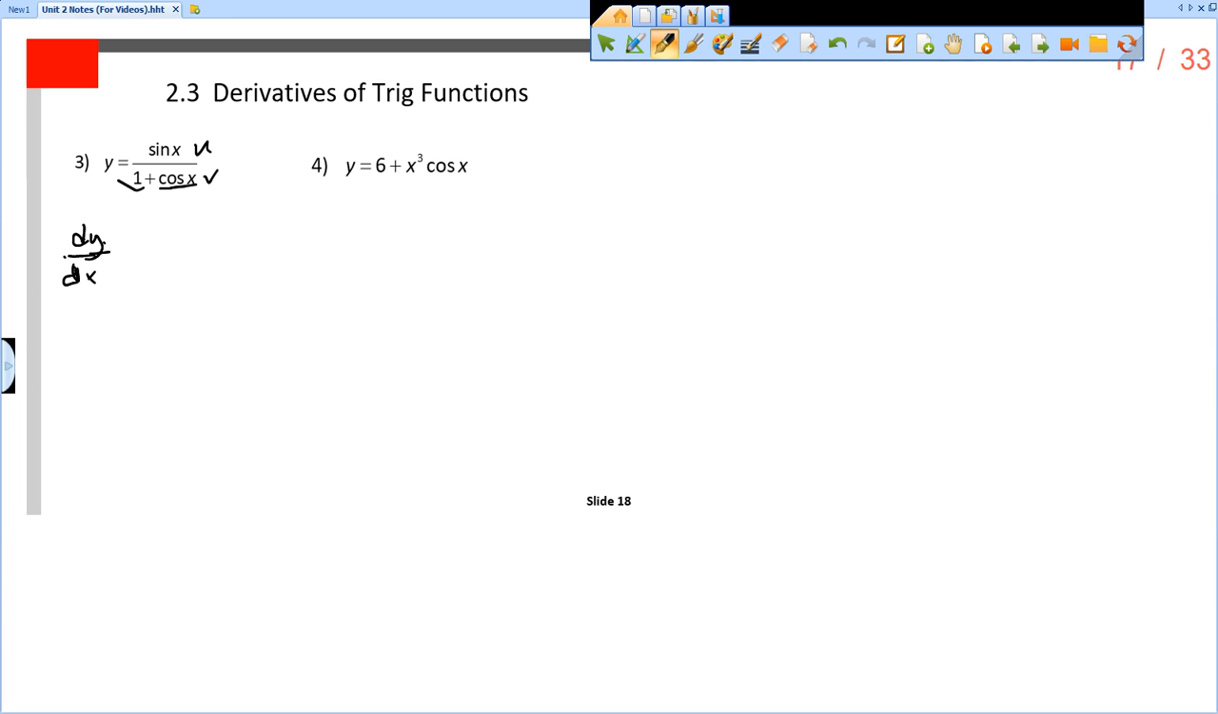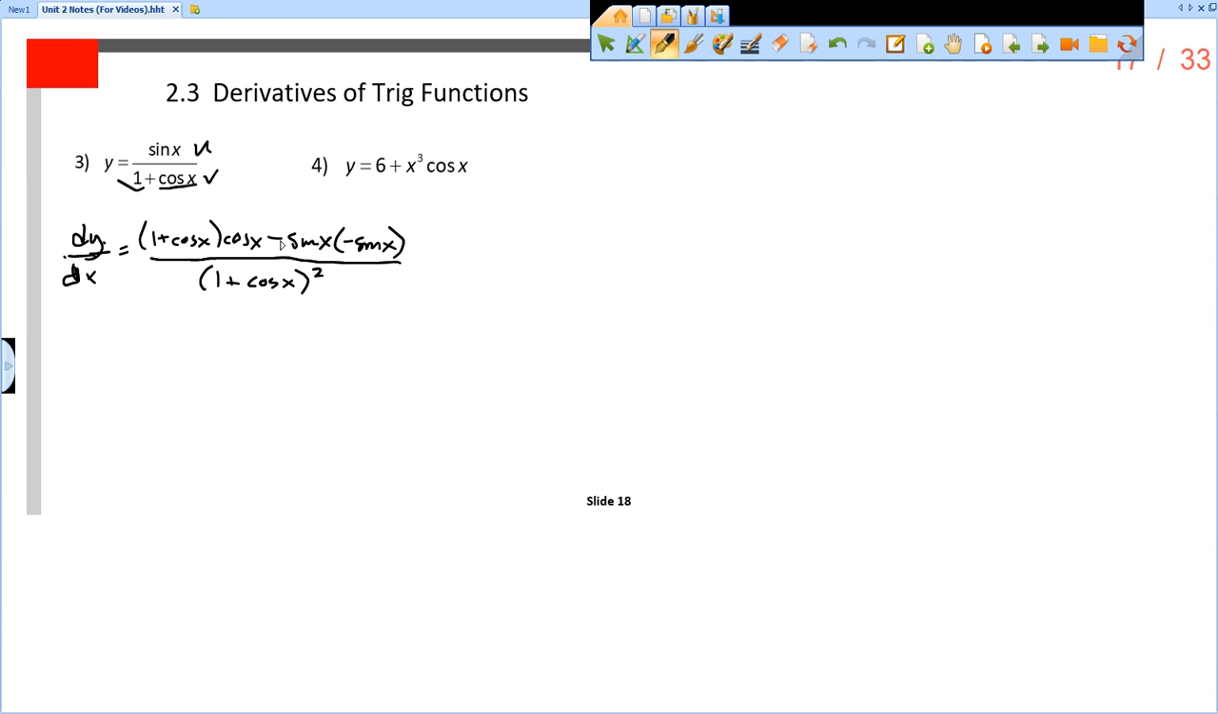The denominator is 1 plus cosine, times the derivative of the numerator. The derivative of sine is cosine x, minus sine of x times the derivative of 1 plus cosine. The derivative of 1 is 0, plus the derivative of cosine is negative sine x, all divided by the denominator, 1 plus cosine x quantity squared.